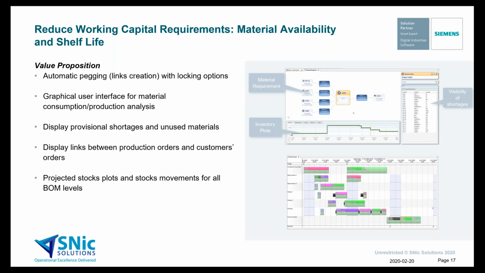Reducing working capital requirement. The biggest area where our working capital is usually blocked is materials, and material availability and shelf life, as I spoke, is one of the areas. The way planning and scheduling helps is that it allows you to constrain all your materials to your schedule, and then it tells you where the shortages are.